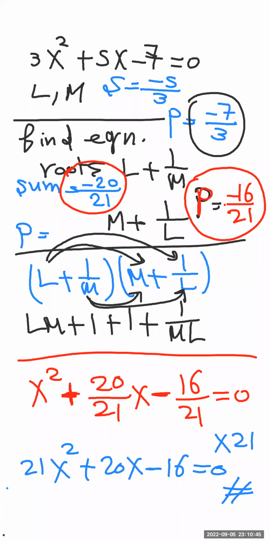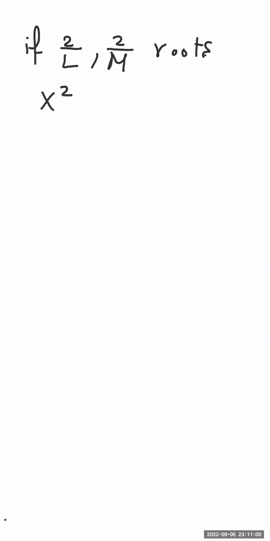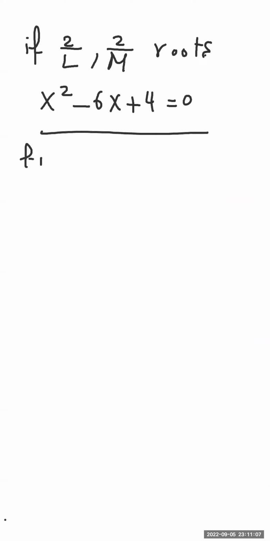Okay, the next question. Add 2 over L and 2 over M as roots of the equation x squared minus 6x plus 4 equals 0. Find the equation with roots L and M.